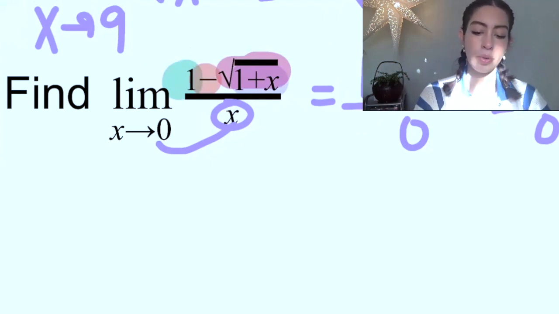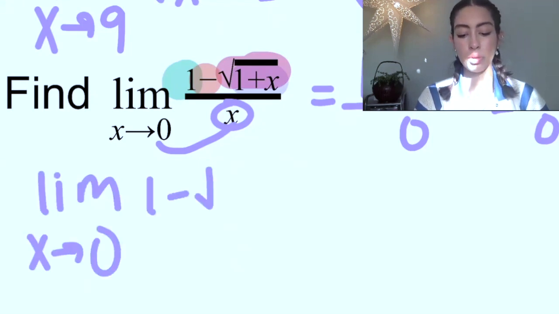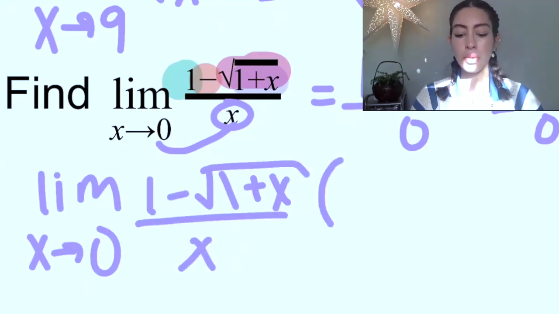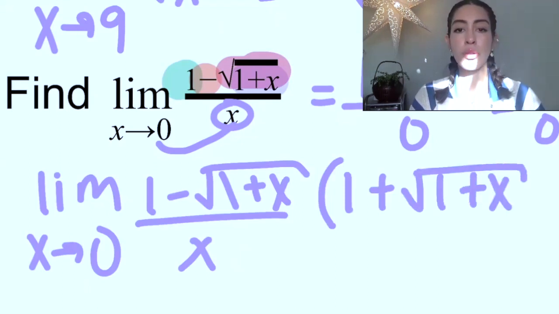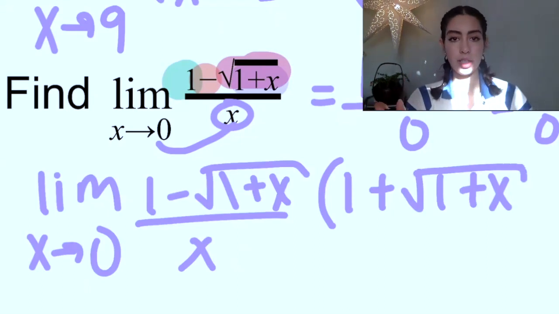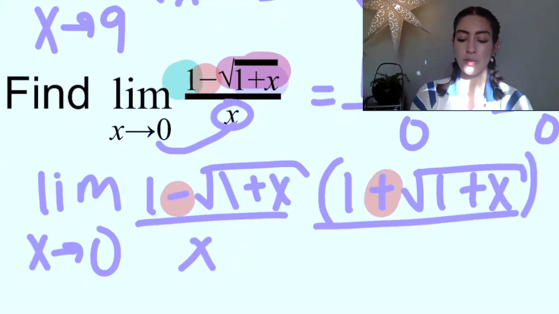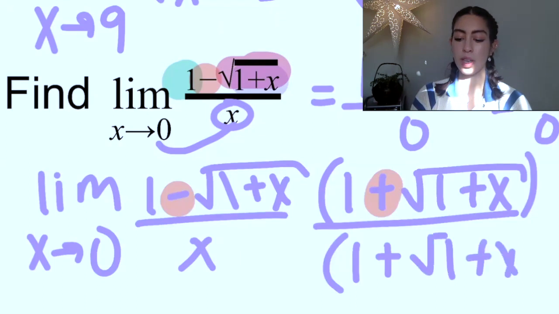So we have the limit as x approaches 0 of 1 minus root 1 plus x divided by x. I'm going to multiply by 1 plus root 1 plus x. So notice I did not change what's underneath the square root. It's still 1 plus x. The only thing that I changed was that minus in the middle became a plus. So that is what we call the conjugate of that part. And then we'll divide by 1 plus root 1 plus x.